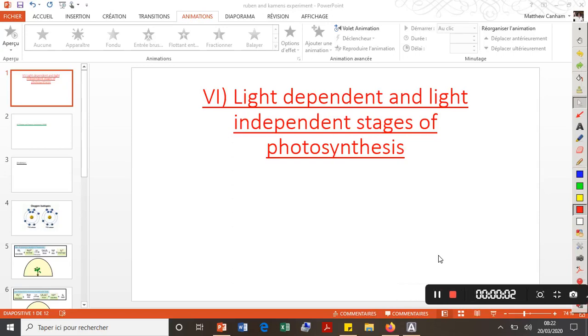Good morning everyone. Okay, so today is a big chunk of biology knowledge: the light dependent and light independent stages of photosynthesis. We're going to spend quite a bit of time on this. We're going to understand that photosynthesis has two main stages.